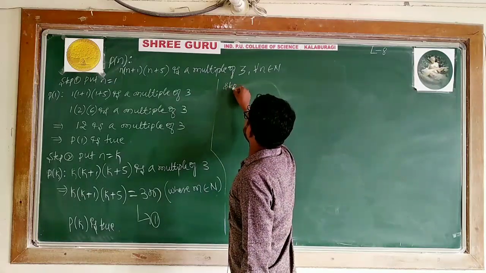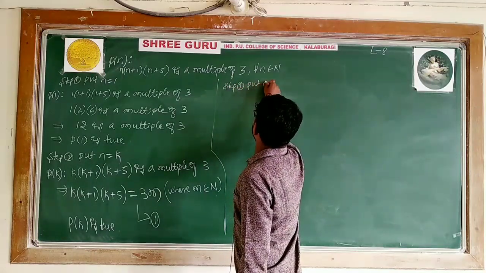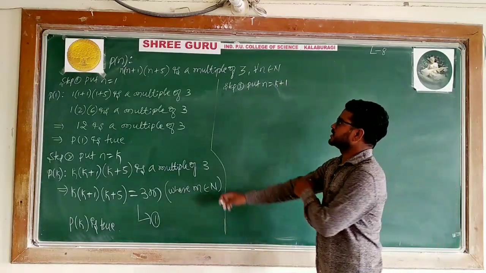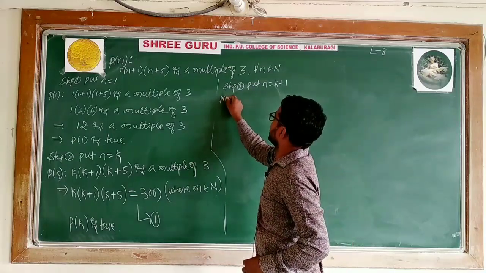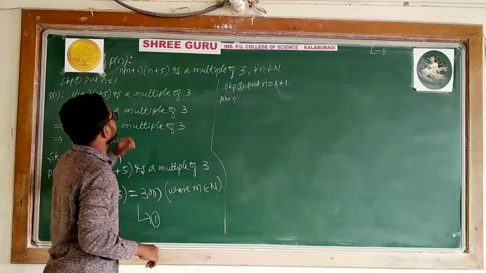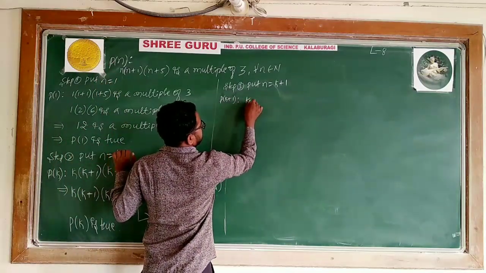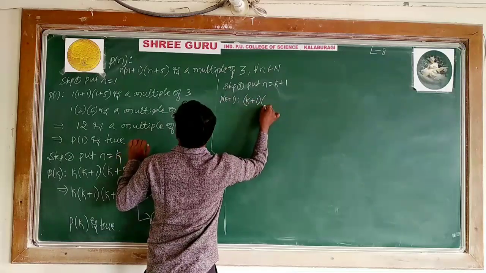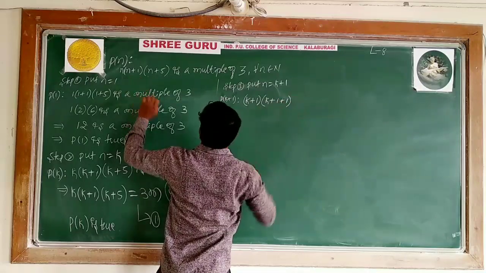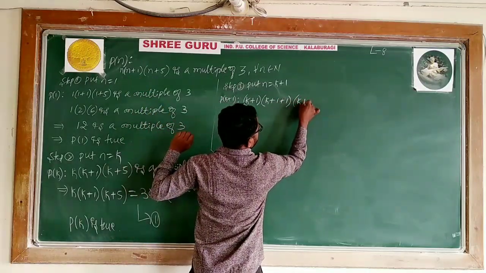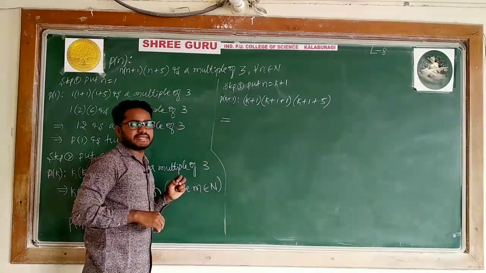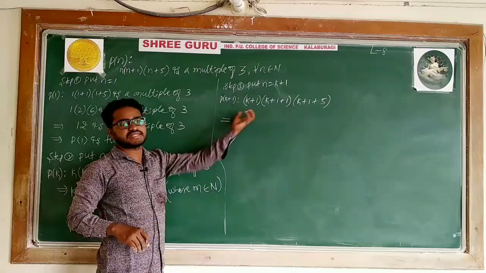Step 3. Put n equal to k plus 1. Listen to me, this is the adjustment step. In this case, try to express 3 into something. So P of k plus 1, this term we are proving. N is replaced by k plus 1, n is replaced by k plus 1 plus 1, n is replaced by k plus 1 plus 5. Listen to me. Using this, I need to show that 3 into something. Use these brackets and simplify.